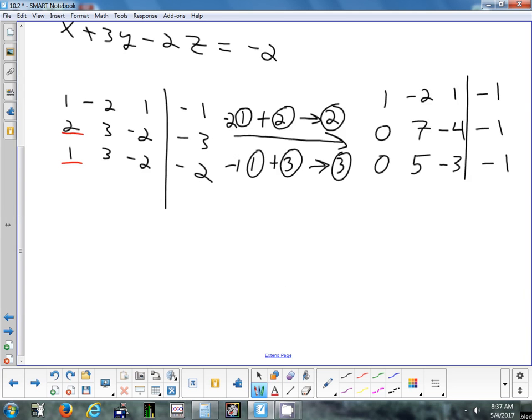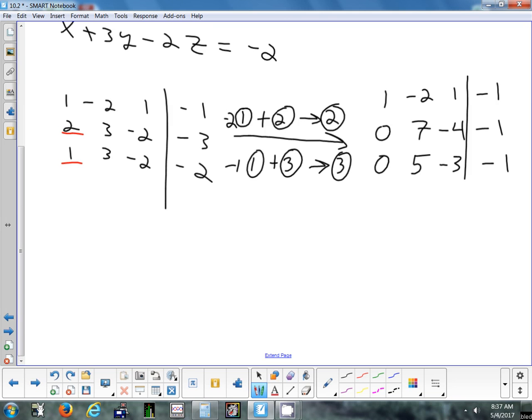Now, you can no longer use row 1 to do anything. Because if you use row 1 to affect something, you're going to mess up these zeros. So the only rows you can work with now are 2 and 3. Okay, we have to forget about row 1. Okay, questions on that?